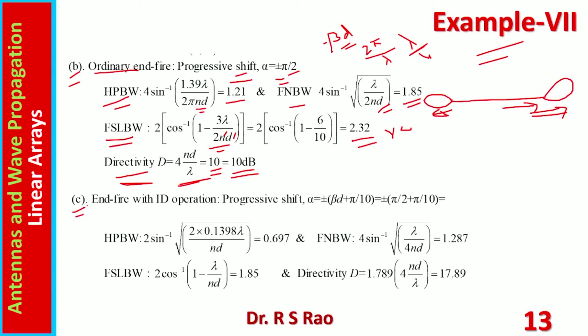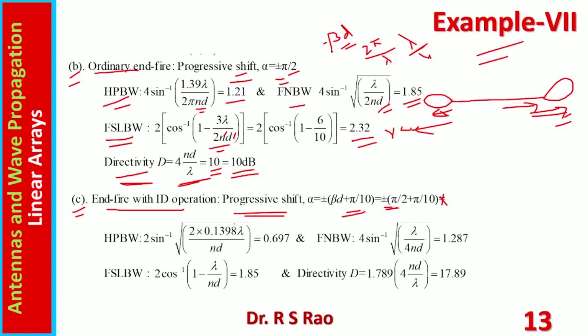Third part of the problem, C. End fire with increased directivity operation. Progressive phase shift in this case is plus or minus beta d plus pi by 10. This is the progressive phase shift. Beta d is pi by 2. Therefore, plus or minus pi by 2 plus pi by 10. Now, when we choose the minus sign here, maximum radiation is along the length of the array. When we choose the plus sign, the main lobe is in a direction opposite to the length of the array, in this direction.